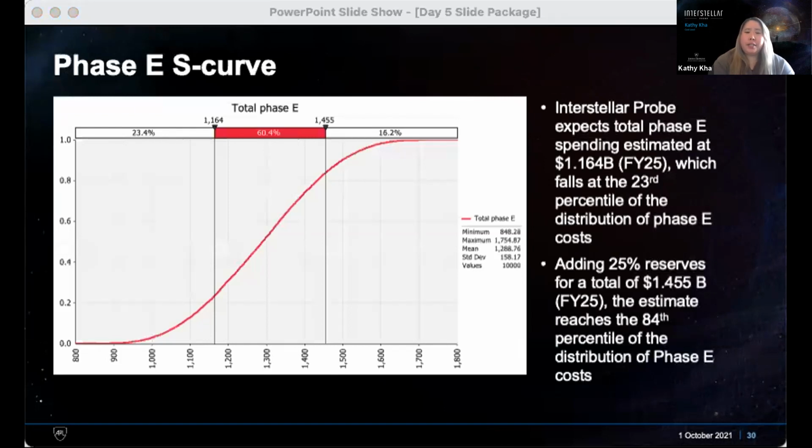As you can see here, it was deemed that the 25% reserves we've included for phase E are sufficient. The MOSET estimate again was $1.164 billion. That falls at the 23rd percentile of the phase E S-curve. But once you add in that 25% reserves, that puts us at $1.455 billion, and that has us at the 84th percentile of the phase E S-curve distribution. So that's a very good place to be in. Next slide, please.